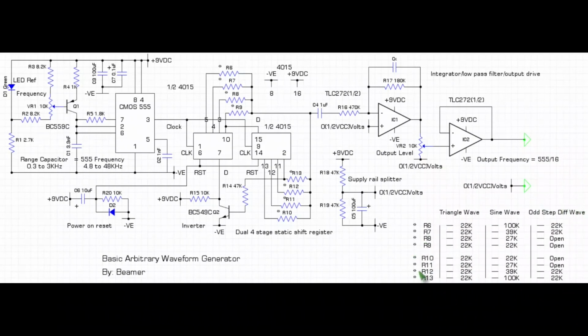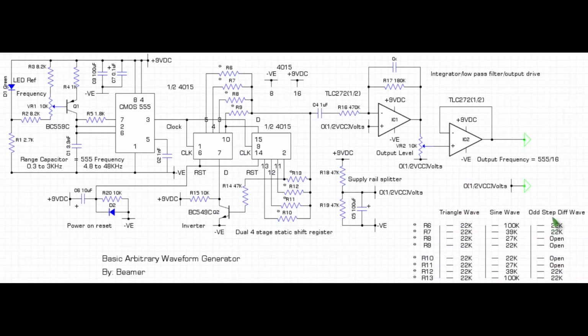You've got here a table which is effectively over 3 wave traces. The first one was the triangle wave, the next one was the sine wave, and the last one was a odd step differential wave. And you can see that the values for the triangular wave actually is all the same value, 22k, and that produces those nice equidistant in time and voltage steps. You've got here a sine wave. Well, obviously you've got a contouring resistance value from 100k through to 22k, going back up to 100k.